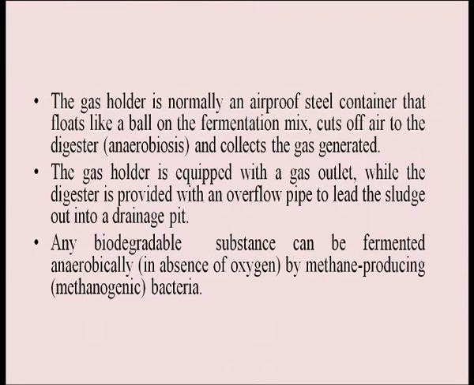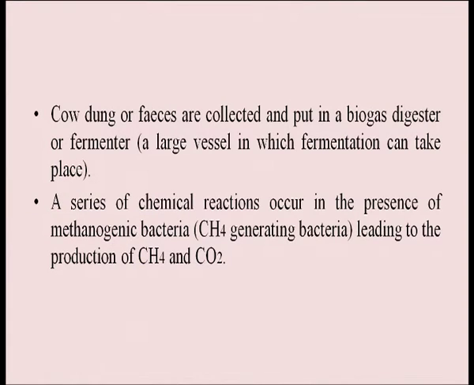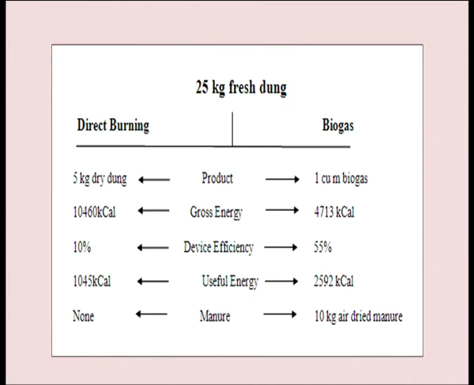Any biodegradable substance can be fermented anaerobically, that is in the absence of oxygen, by methane producing bacteria, which are also called methanogens. Cow dung or feces are collected and put in a biogas digester or fermenter, which is a large vessel in which fermentation can take place. A series of chemical reactions occur in the presence of methanogenic bacteria, leading to the production of methane and carbon dioxide. So, this is how you can find out that 25 kg of fresh dung, what will be the advantage if you use it as a biogas and disadvantage if you use it directly.